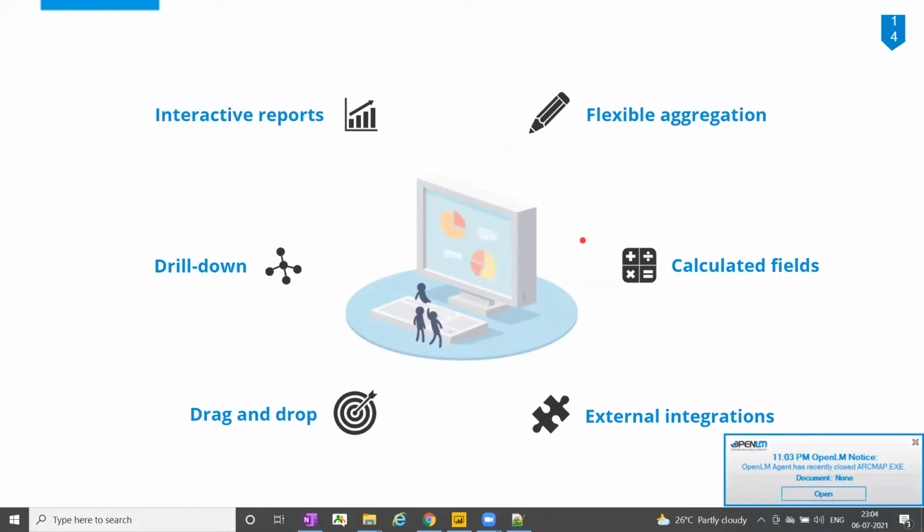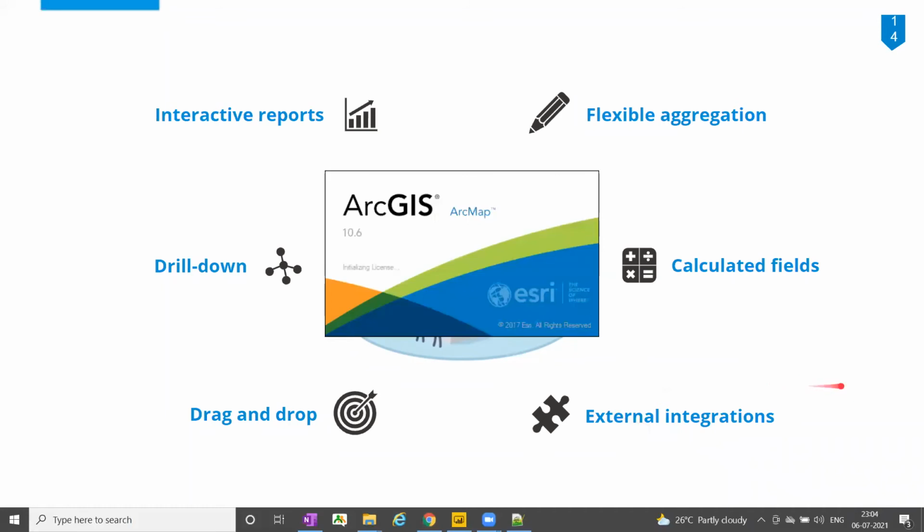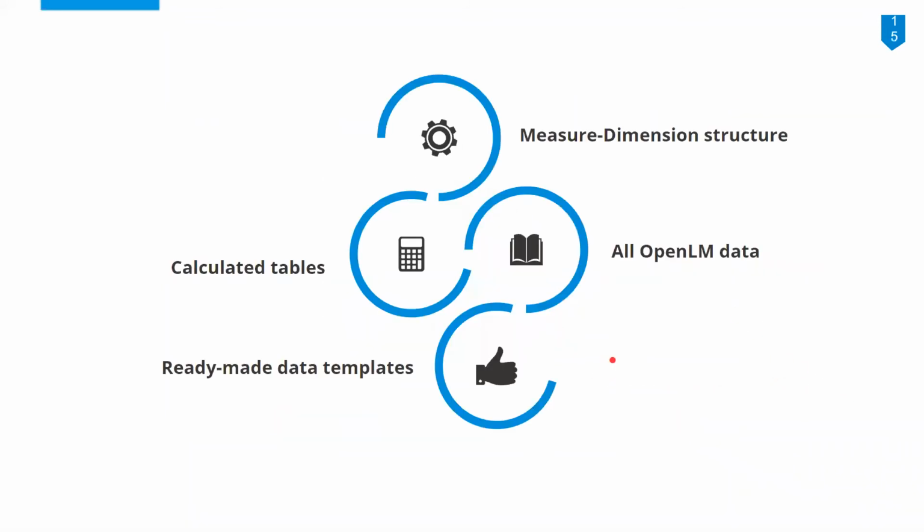Let's take a pause here, and I'll show you this little pop-up that you just noticed, that OpenLM agent has recently closed arcmap.exe. While I never opened any document, so that's why document is none, and hence it has closed the session. Now here I see this open button. So if I click on open, it will resume the session again. So it will open this application again. Now back to Reporting Hub.